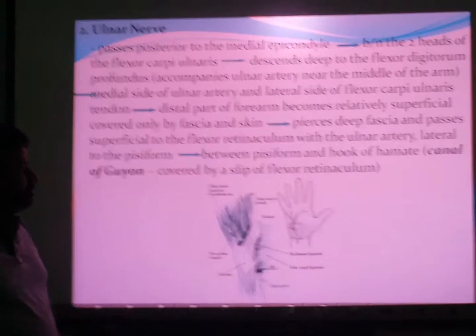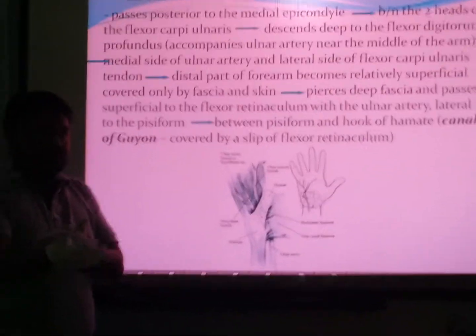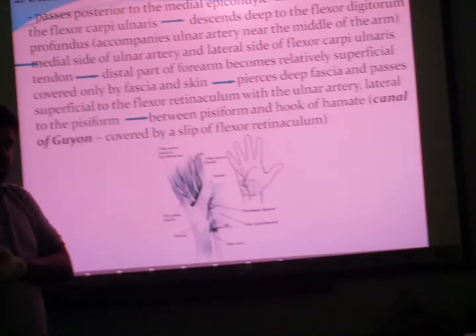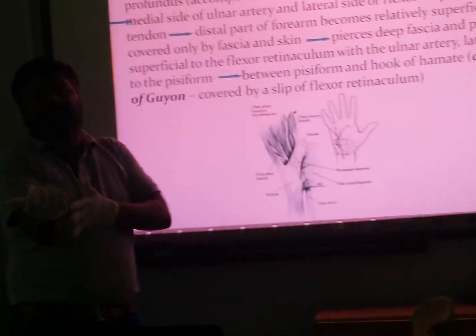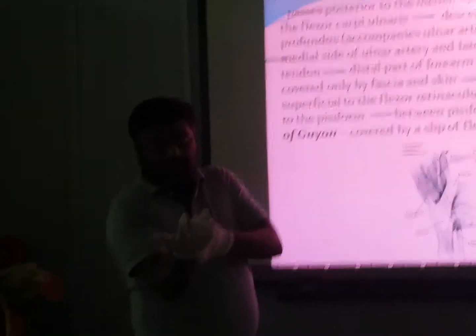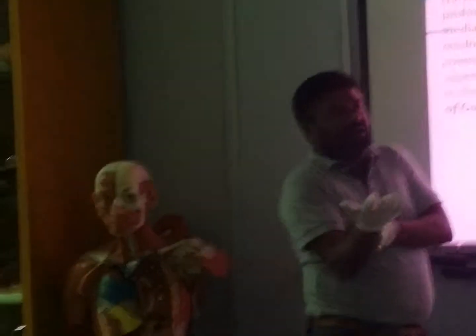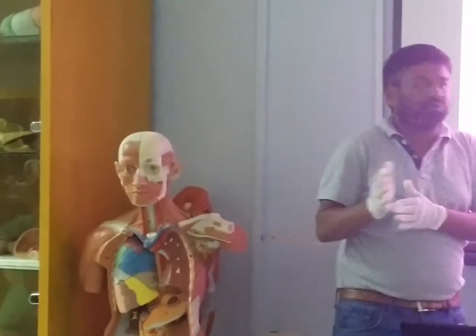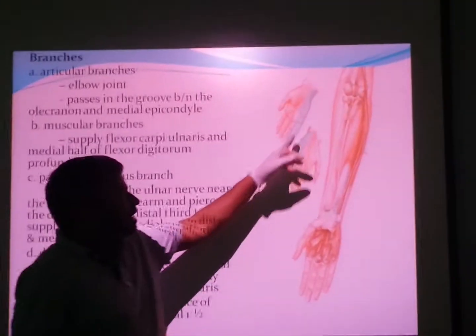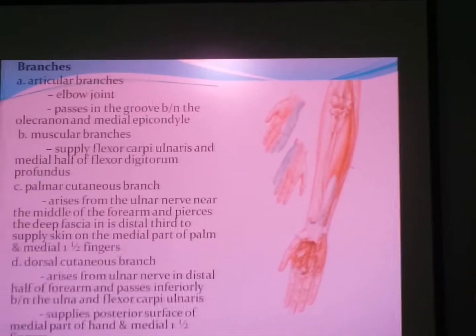So now the ulnar nerve. It lies behind the medial epicondyle and enters the forearm between the two heads of flexor carpi ulnaris, running along with the ulnar artery. Okay, here in the forearm it supplies flexor carpi ulnaris and the medial half of the profundus. It enters the hand superficial to the flexor retinaculum, and there divides, as I told you this morning, into superficial and deep branches.